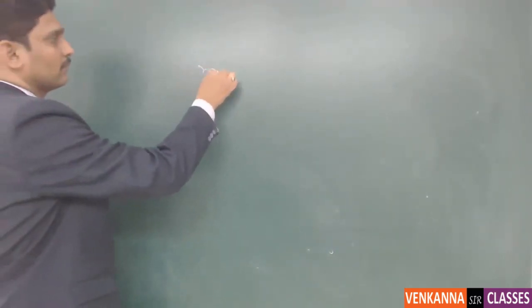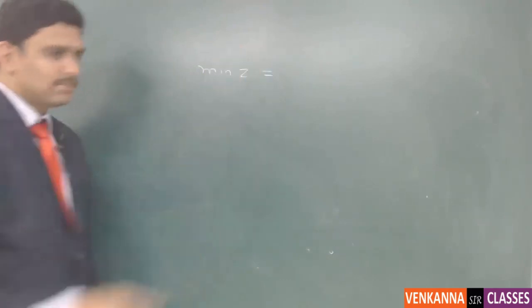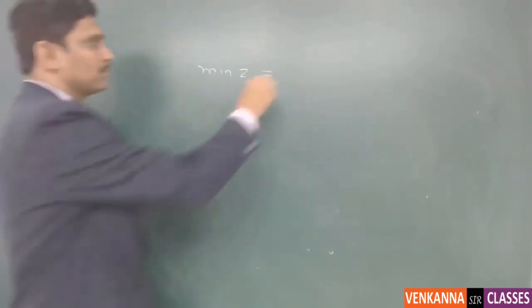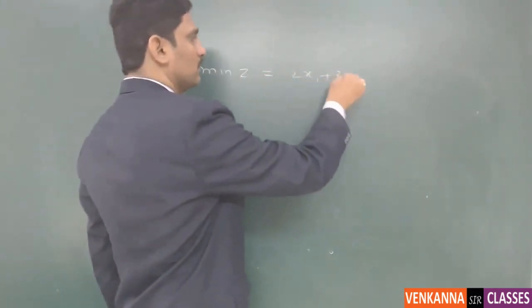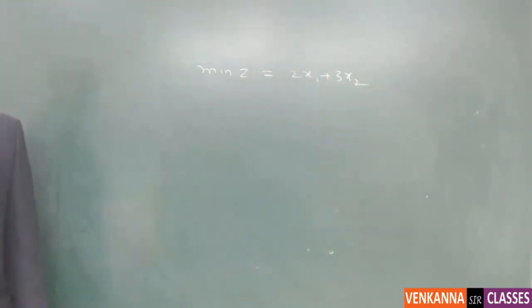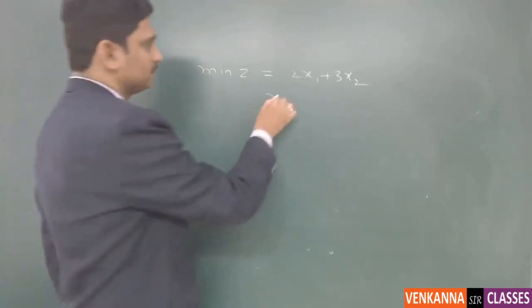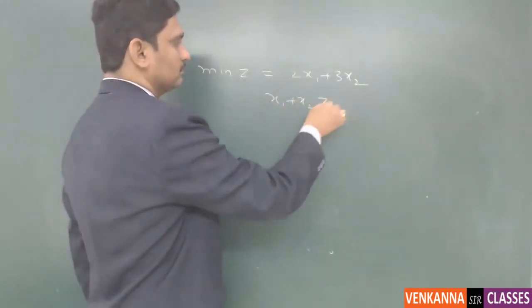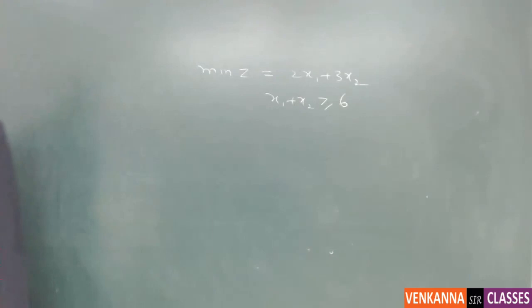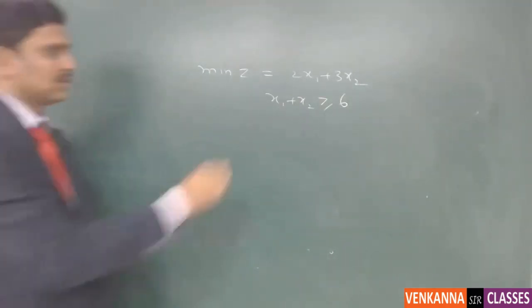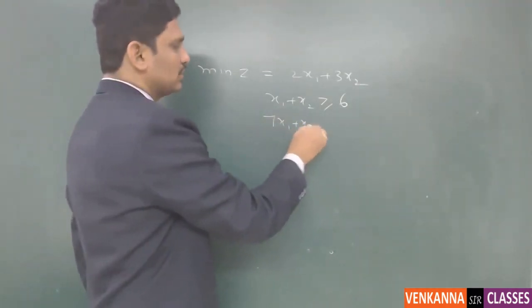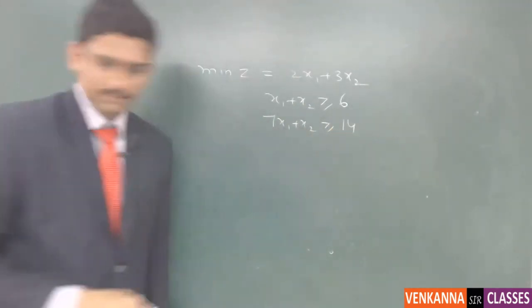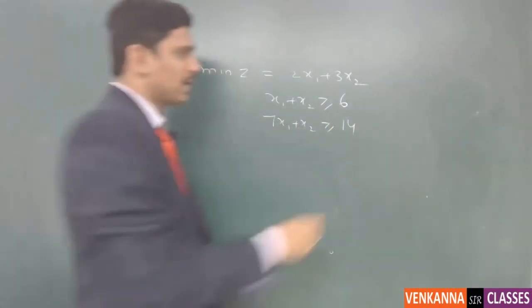So let us take the other one. Minimum z equals 2x1 plus 3x2, subject to the constraints x1 plus x2 greater than or equal to 6, and 7x1 plus x2 is greater than or equal to 14, and where x1 and x2 are greater than or equal to 0.